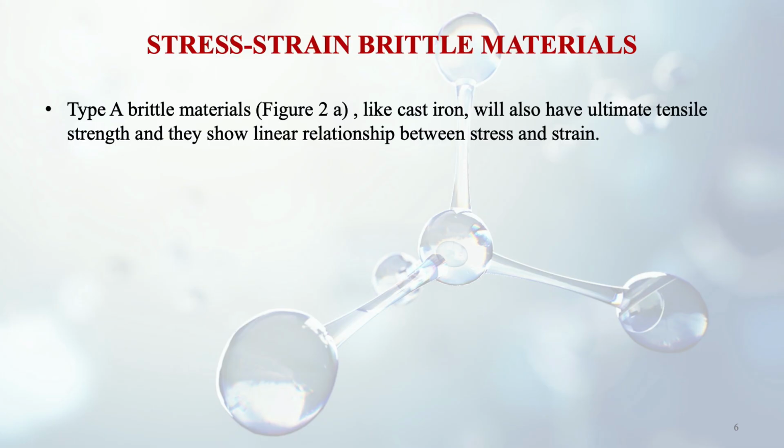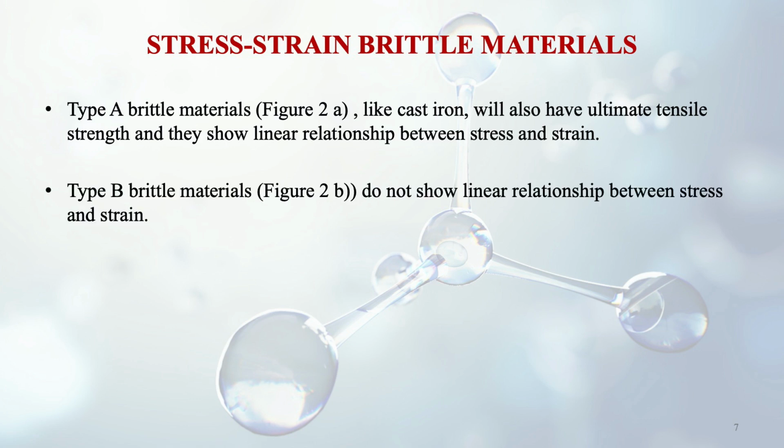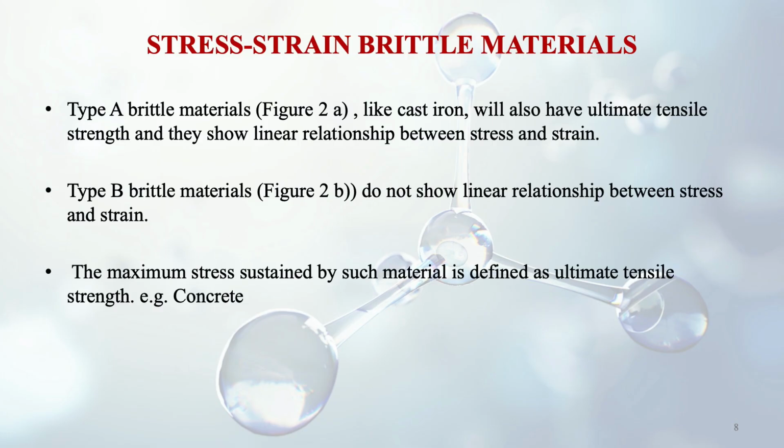Here also there are two kinds of brittle materials, type A and type B. The type A one, like cast iron, will also have the ultimate tensile strength like we have in the case of the ductile materials, and they also show a linear relationship between stress and strain. The type B materials like concrete do not show a linear relationship between stress and strain, and the maximum stress sustained by such material is defined as the ultimate tensile strength.